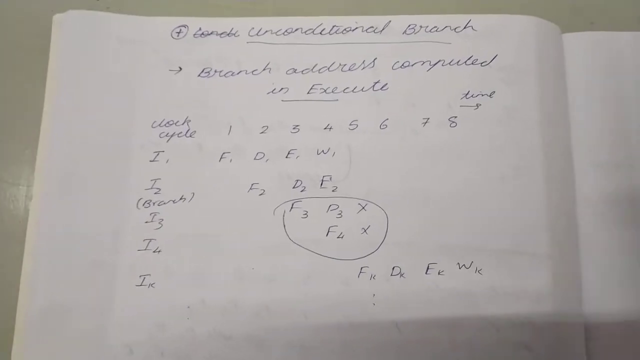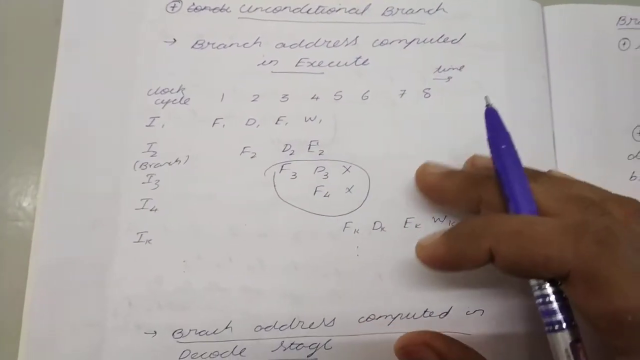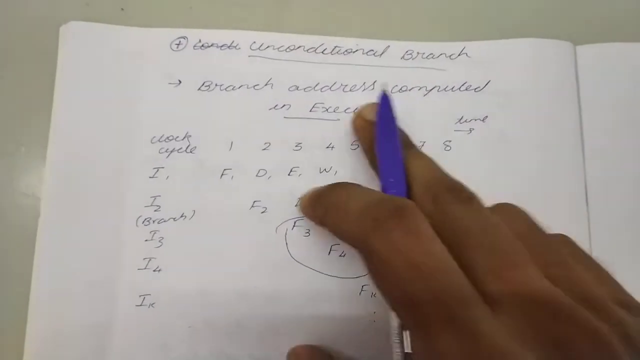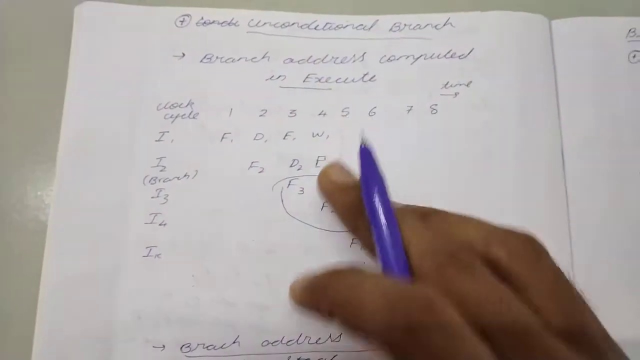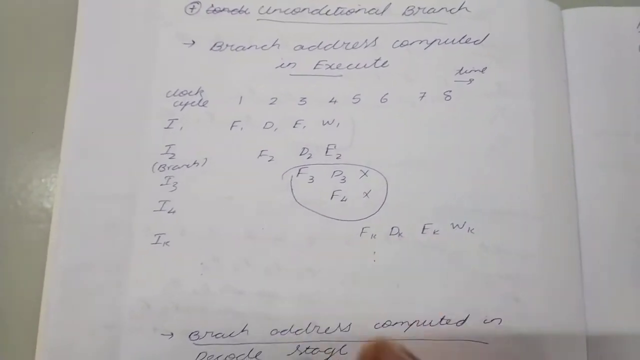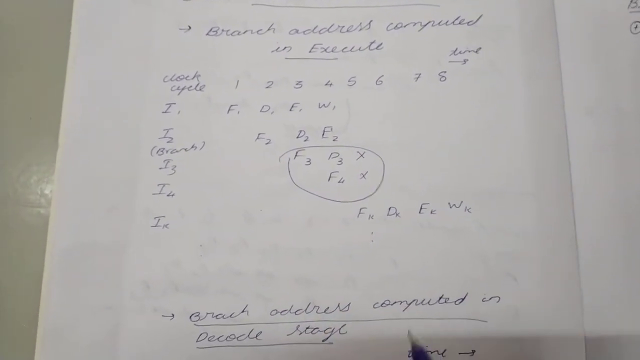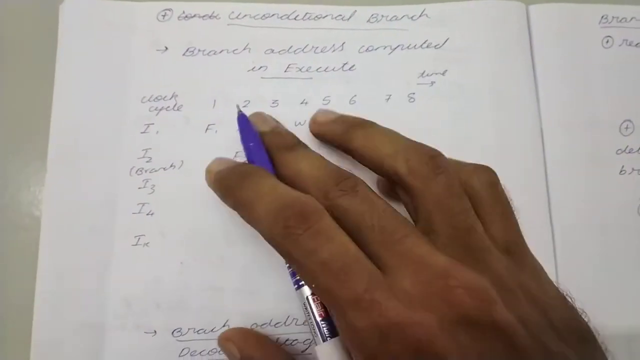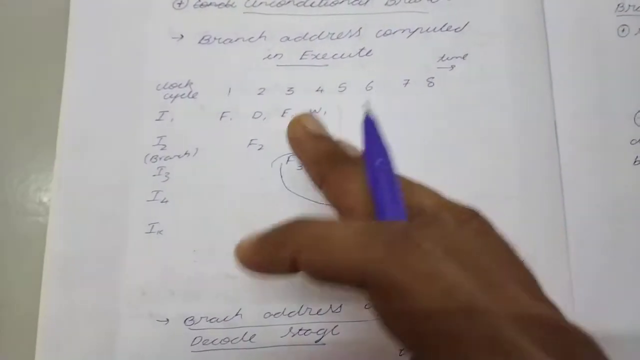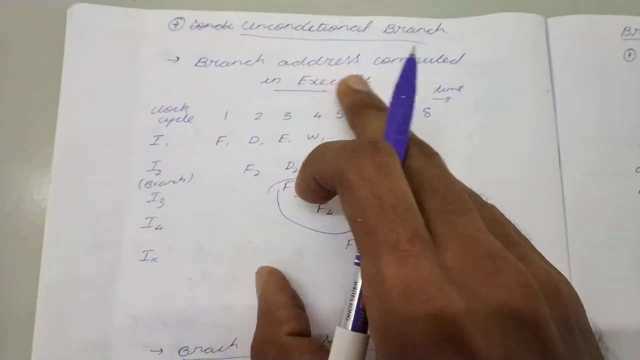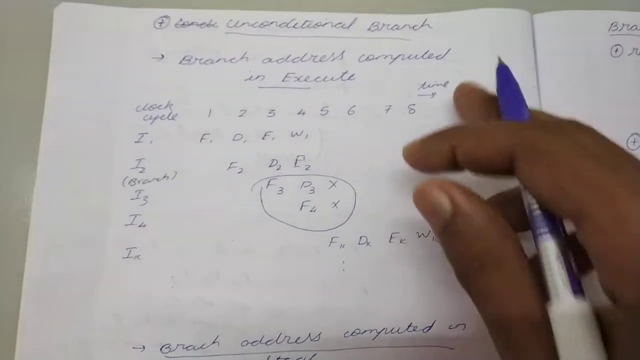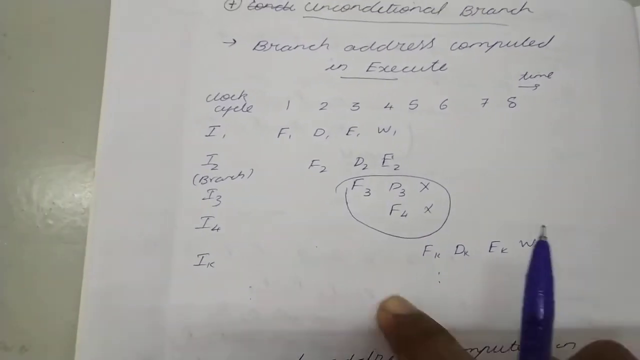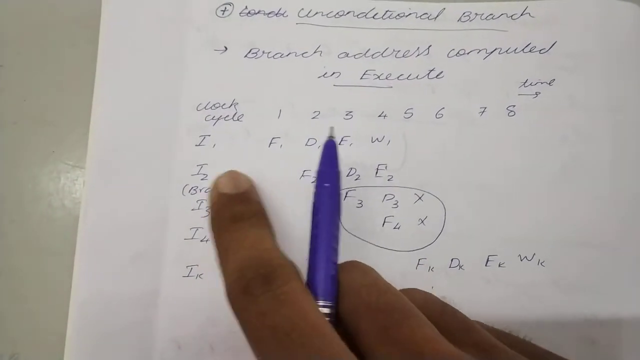Now we have another example for the control hazard or instruction hazard. Whenever we see an unconditional branch, there is sure to be some kind of instruction hazard. So let's see why. Whenever there is a branch, we have to see which address we have to jump to. Let's say the branch address is computed in the execution stage.